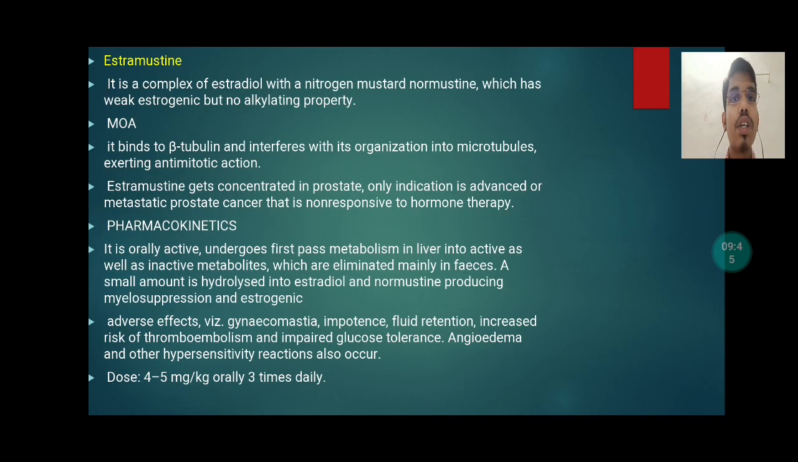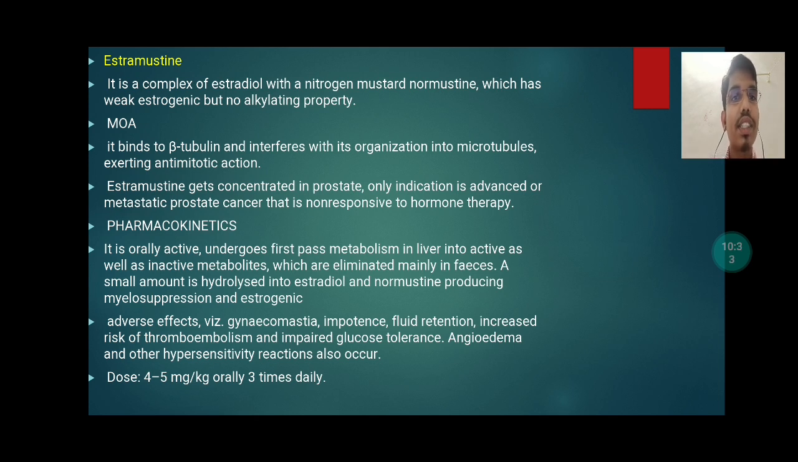Next is another category of drug, that is estramustine. The name itself suggests that it consists of components: estra means estrogen, and mustine is a nitrogen mustard, normustine. Okay, so the mechanism of action: this drug binds to the beta tubulin and interferes with the organization of the microtubule, exerting the antimitotic action. Basically this drug binds to the beta tubulin of the microtubule and prevents their organization toward opposite poles, so the microtubules cannot be organized and the cell is arrested in the metaphase. Okay, cell cycle arrested in the metaphase.